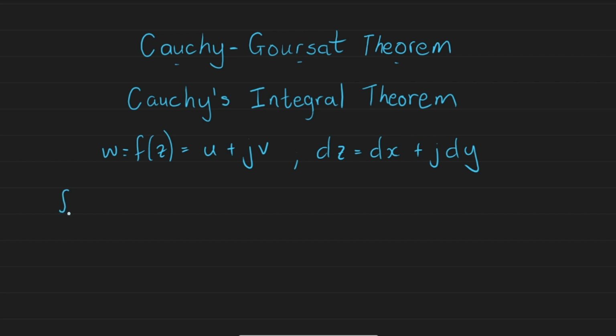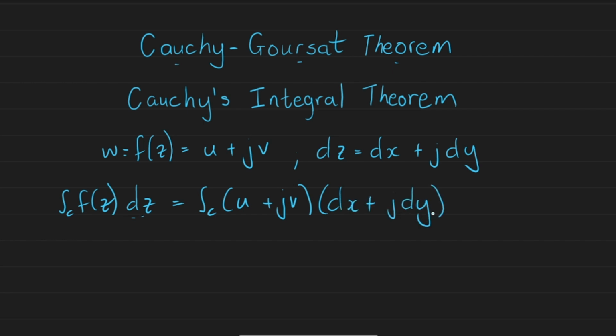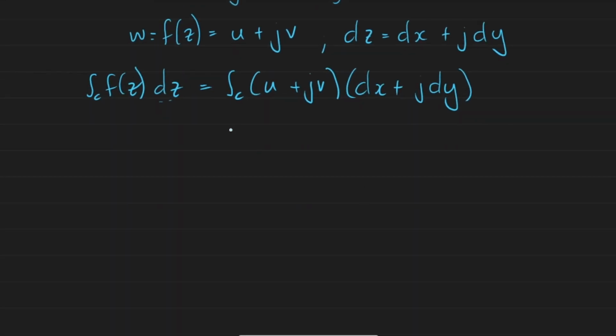We then saw when we write the integral of f(z) dz, we have to combine these things. We write the integral of f(z), we substitute in u plus jv, and we have dz, and we plug in dz, that's dx plus j dy. Once we expand all of this out and combine some of the terms, what we get is the line integral around a certain path, u dx minus v dy plus j v dx plus u dy.